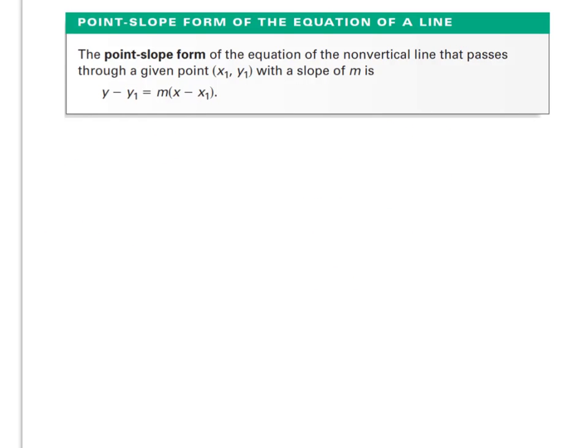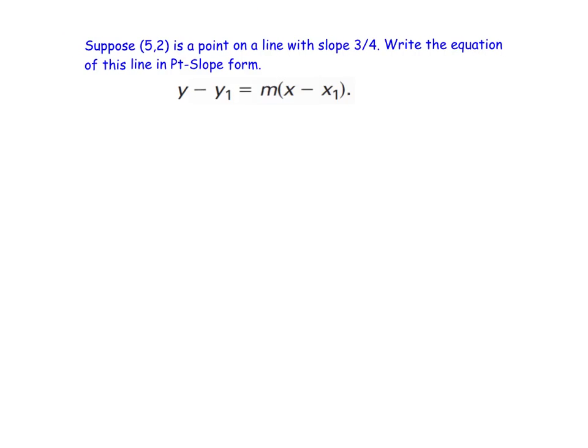So in general, the point-slope form of the equation of a non-vertical line that passes through a given point (x1, y1), so there's a specific point, with a slope of m, is y minus the particular y value, y1, equals m times x minus x1. So here I've given you in black the point-slope form.